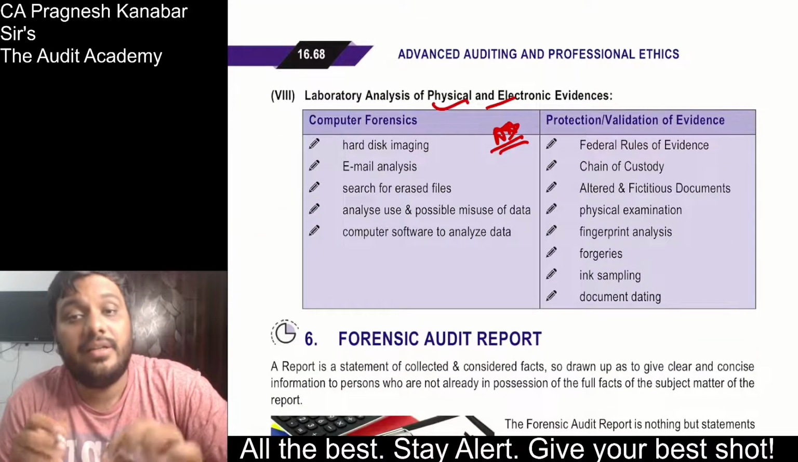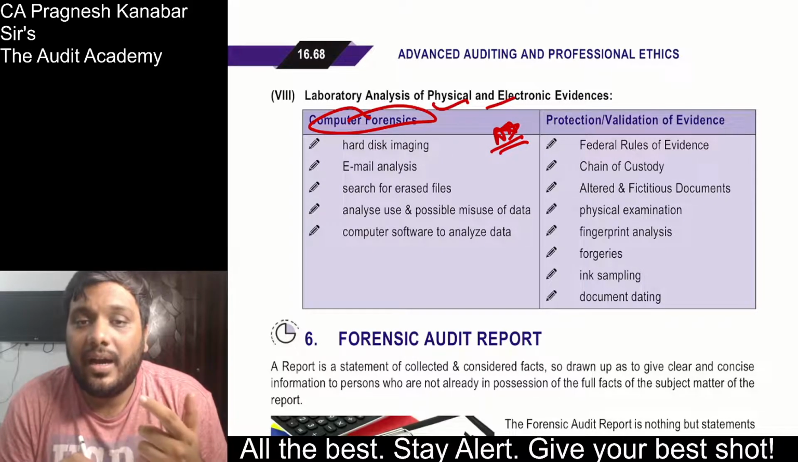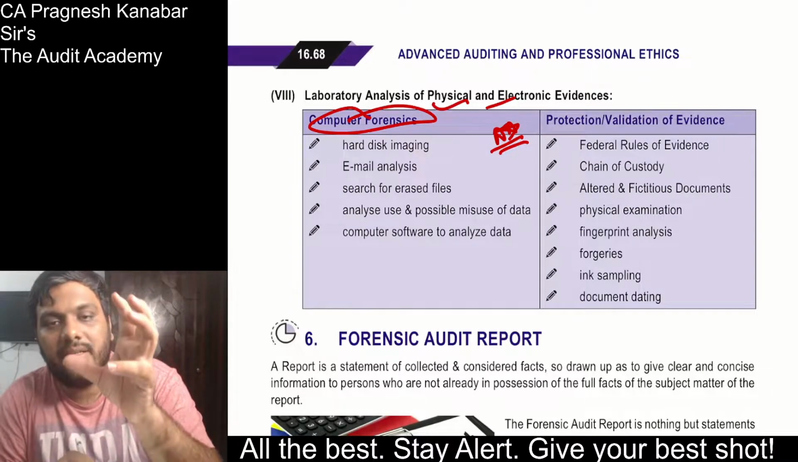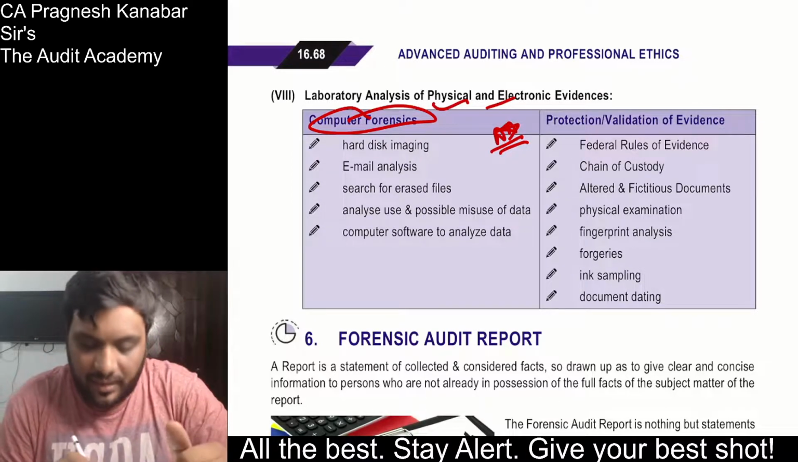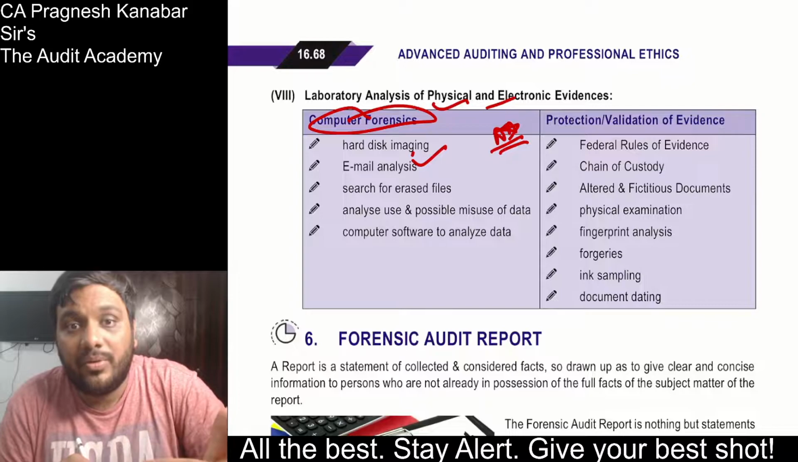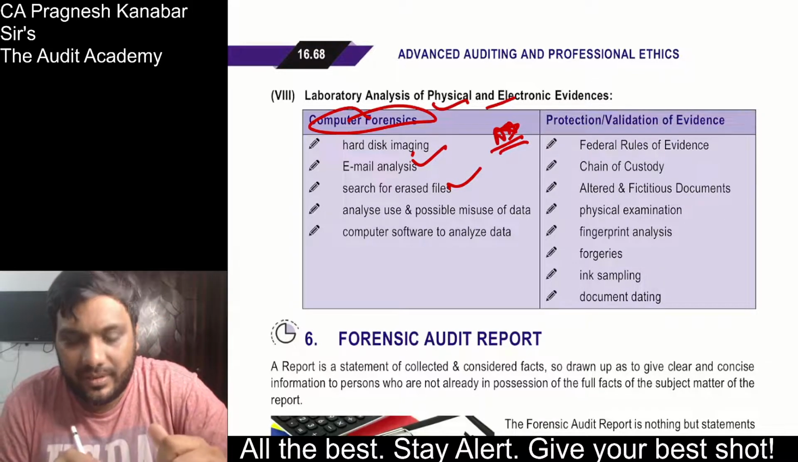Laboratory analysis of physical and electronic evidence. Here they can ask you with an example. Computer forensics, hard disk imaging. So using this hard disk, and imaging means trying to find out every single piece of data in that hard disk. Email analysis, so computer forensics, searching for erased files. This is similar to the technology based digital forensics.